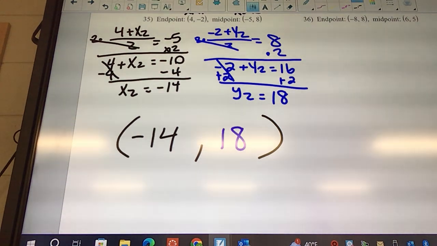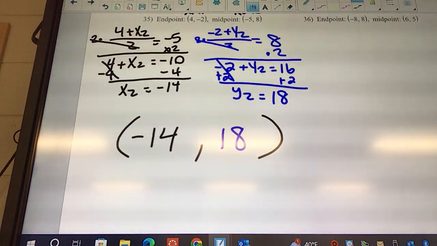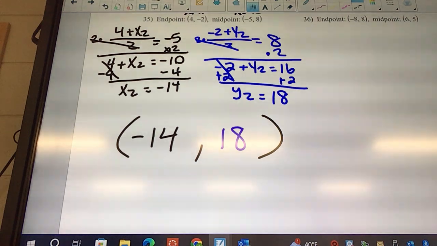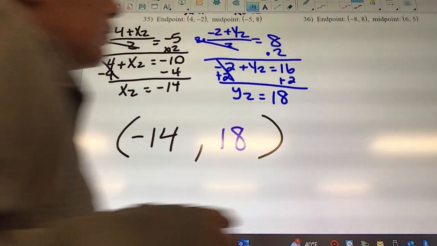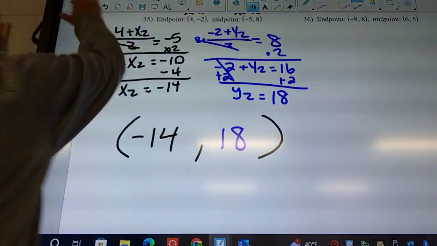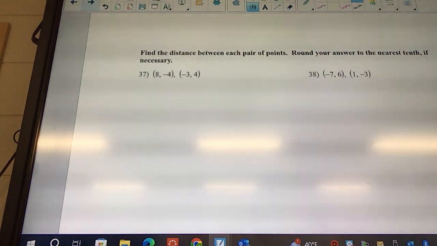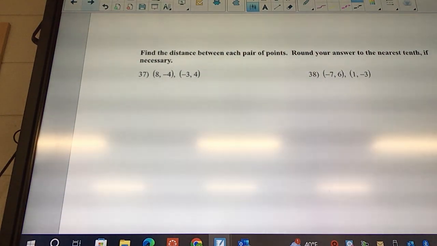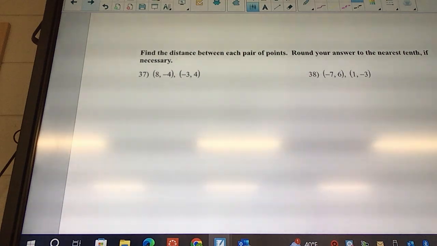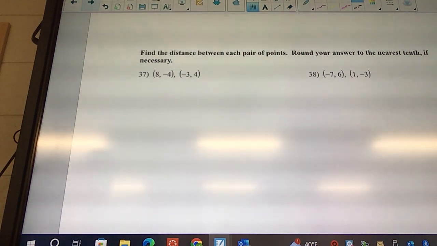Okay, the back page is that distance formula. The first two, on the top row. Number 37 and 38, we're going to do the long way. I'm going to do one the long way, you're going to do one the long way. And then 39 and 40, you're more than welcome to do the short way. Okay, who remembers what the distance formula is?